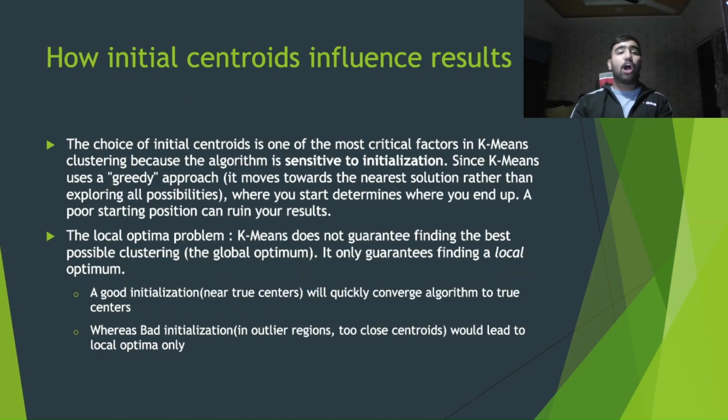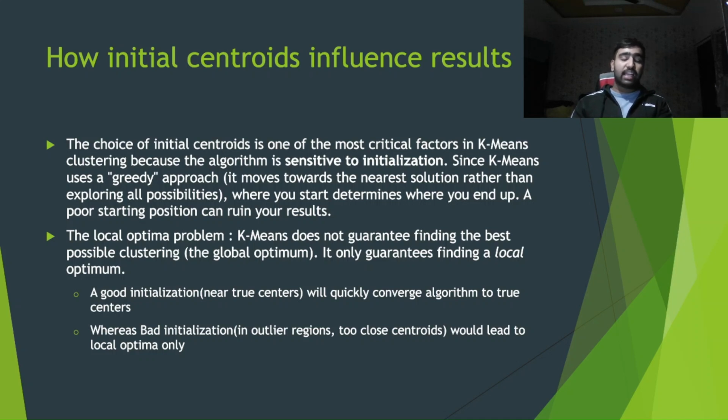Now we will understand how the first step of initialization, the initial centroids, influences the result of our overall algorithm. The choice of initial centroids is one of the most critical factors in k-means clustering because the algorithm is sensitive to initialization. Since k-means uses a greedy approach, it moves towards the nearest solution rather than exploring all possibilities. Where you start determines where you end up. A poor starting position can ruin your results.